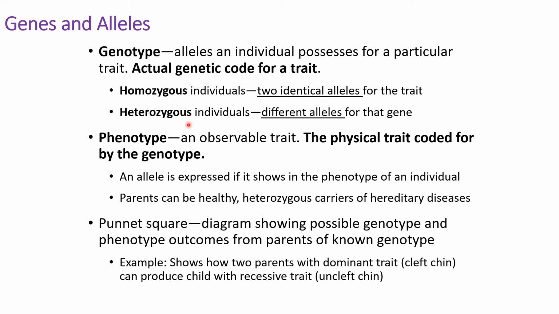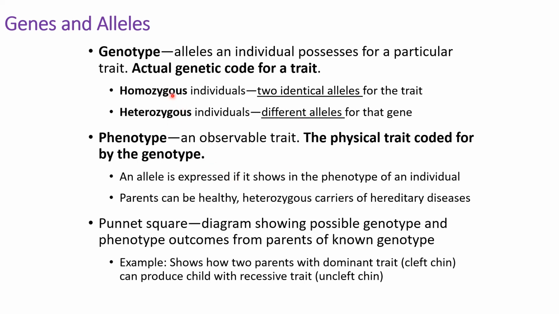If someone is heterozygous, that means they have different alleles for that gene. Maybe dad has on one of his chromatids the allele for brown eyes, but on his other chromatid, he's got the allele for blue eyes. Then that means he is heterozygous. That means he has different alleles for the gene of eye color. He has a brown allele and a blue allele. So homozygous, you've got two identical alleles. Heterozygous, different for the same trait.